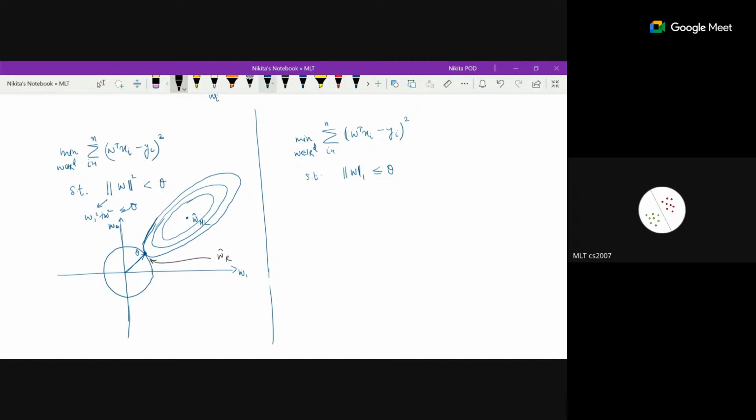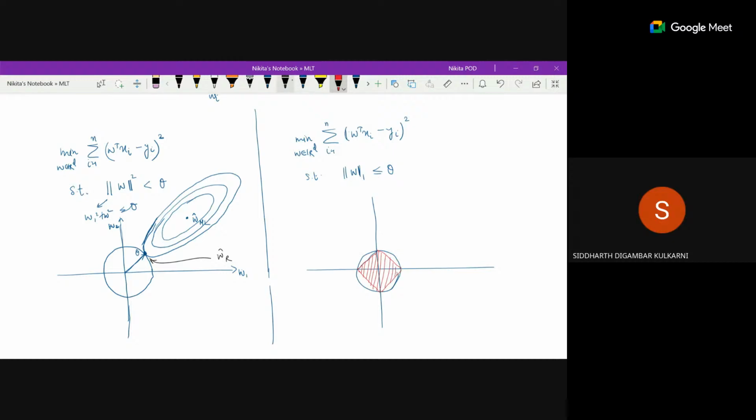But when we talk about lasso, you had this circle in ridge. In lasso, the condition is L1 norm less than or equal to theta. So that will look like a rhombus over here, and this is my constraint space.